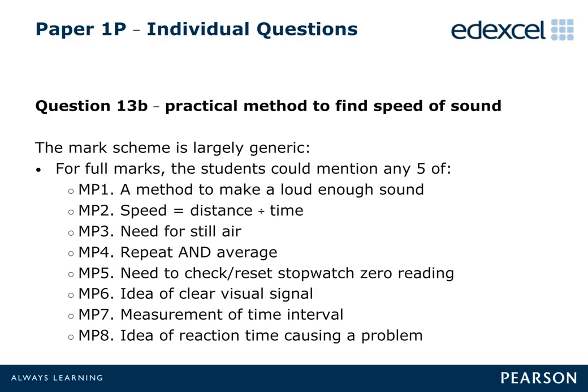The slide shows the mark scheme for question 13b. The mark schemes used for this type of question are largely generic and would always include using a correct equation, mentioning repeating and averaging, or repeating and dealing with anomalies, stating the variable to be measured, which was the time interval in this case, and other considerations that will improve the method.